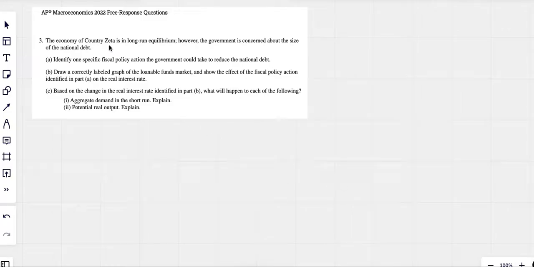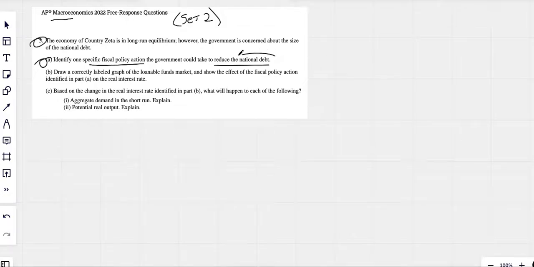Here, this is 2022, Set 2, AP Macro, obviously. Number 3. The country Zeta is in long-run equilibrium. However, the government is concerned about the size of the national debt. Identify one specific policy action the government can take to reduce the national debt.